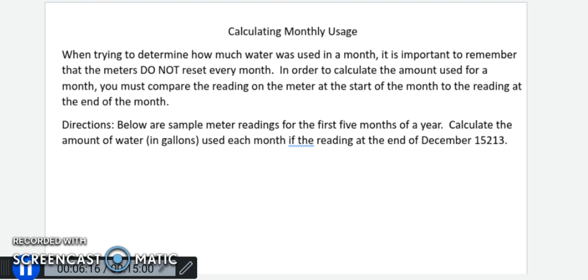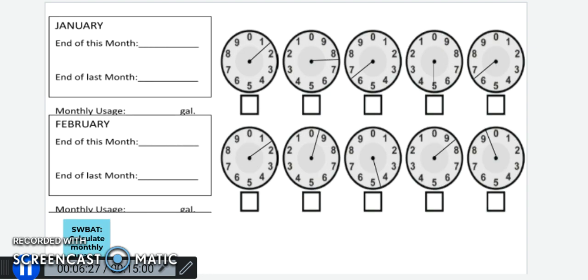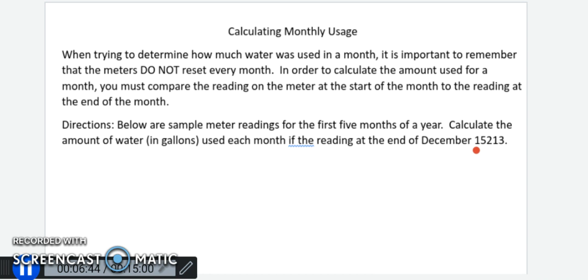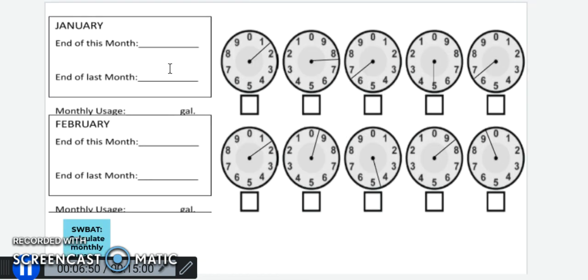Then a 7, then a 6, I would consider that probably a 4, and then a 6. And then you're going to carry those numbers over and you're going to write it at your end of month for January. 1, 7, 6, 4, 6.